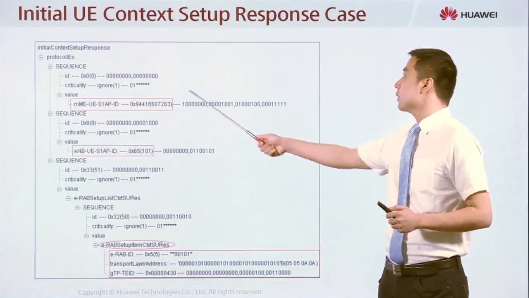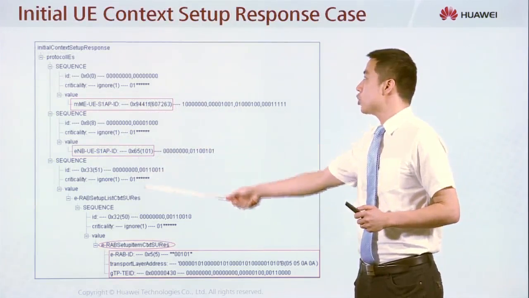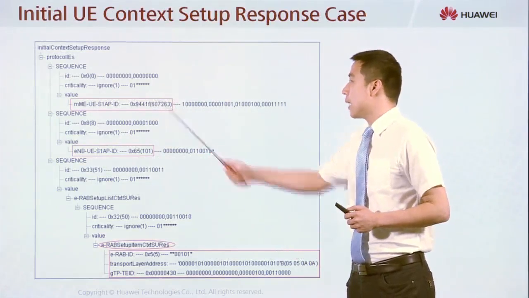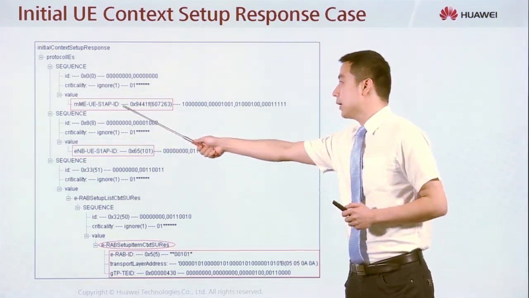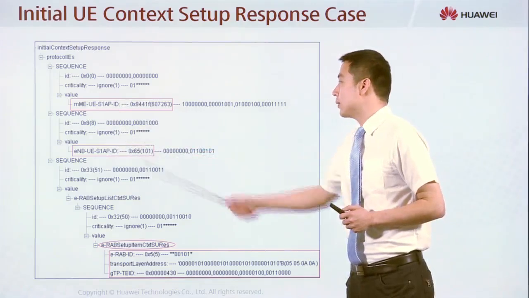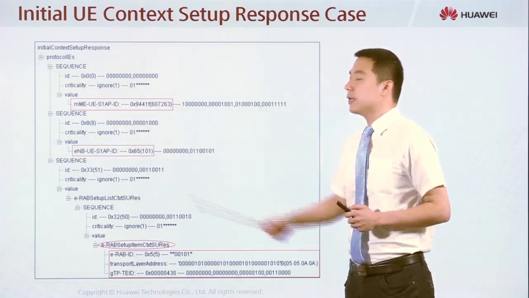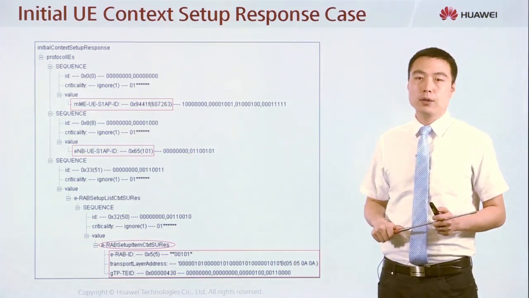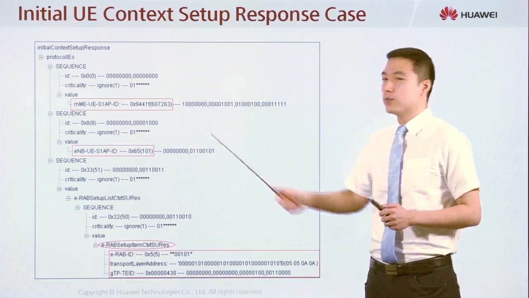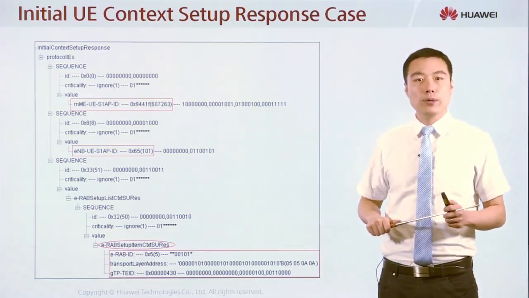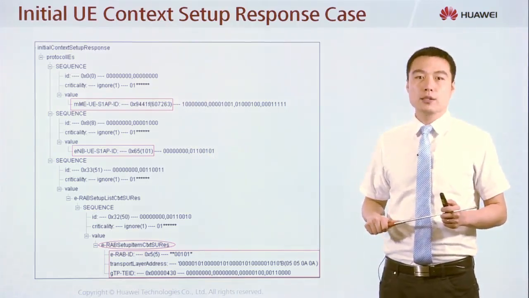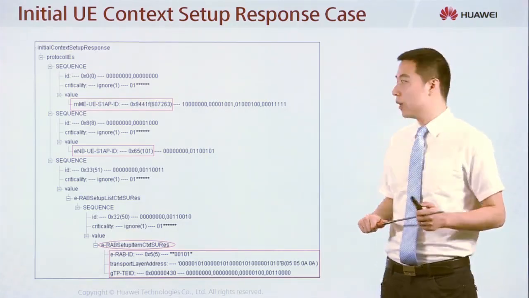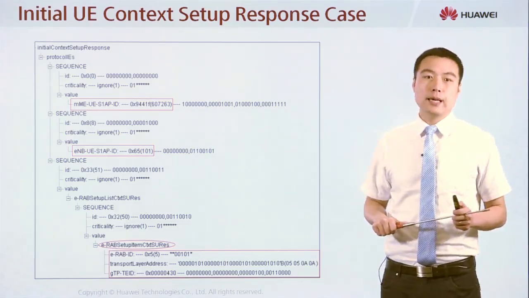Let's see some key information elements of the initial UE context setup response message, including the MME UE S1AP ID and the eNodeB UE S1AP ID. We use these IDs to identify a user uniquely on the S1 interface, because we know that the S1 interface between the eNodeB and the MME will be used by many users. We must have an ID to identify each user. S1 connections should be dedicated to each user.